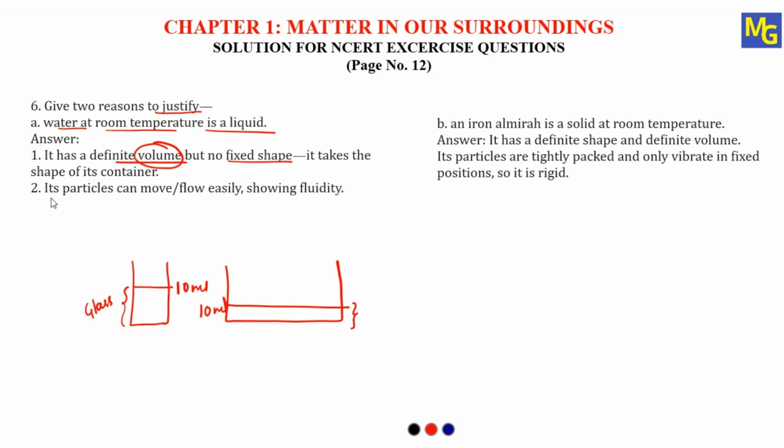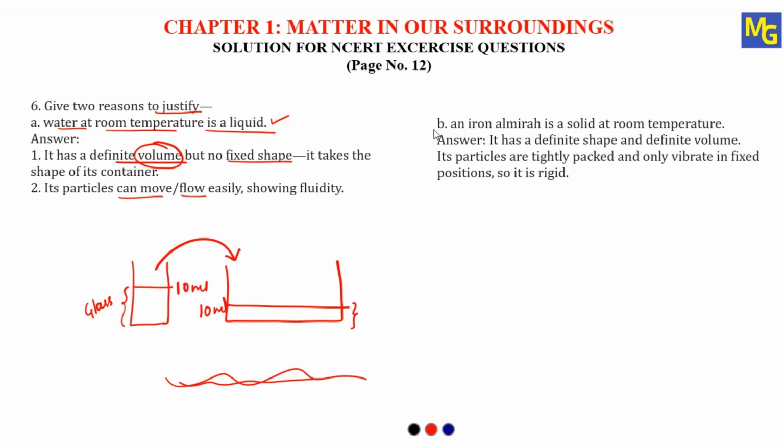Second, its particles can move or flow easily, showing fluidity. So whenever we transfer water from a glass to a container, it can easily flow. You have seen it will easily flow. And also if you throw this water on the ground, you may have seen water can easily flow. Because of these two points, we can say that water at room temperature is in liquid state.